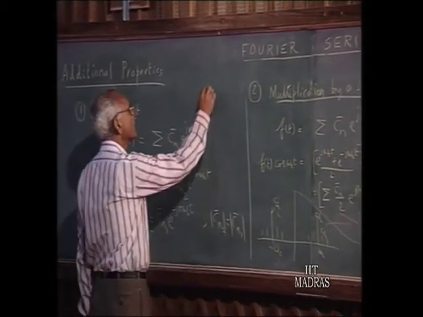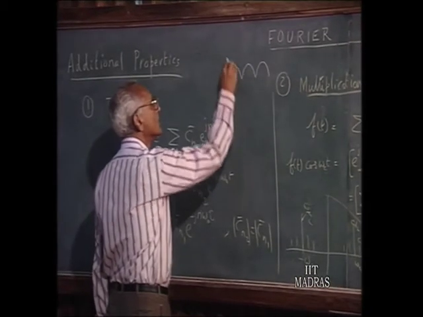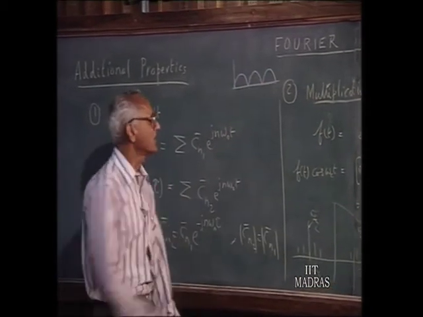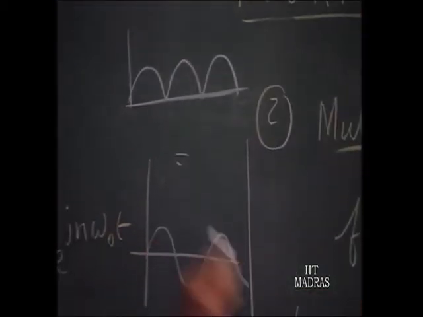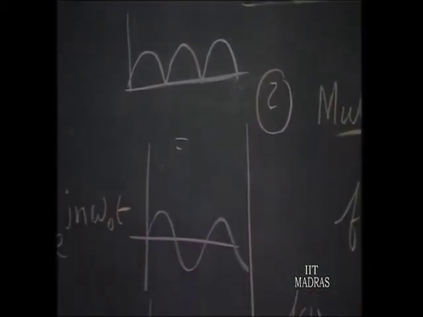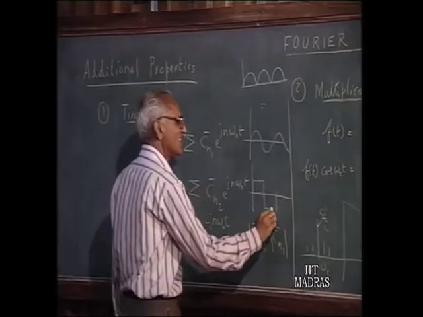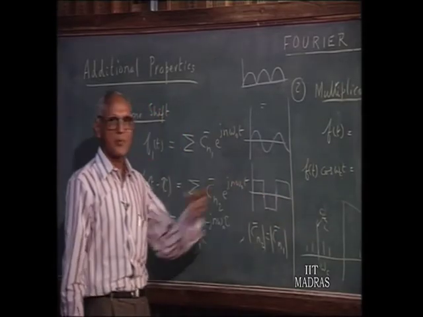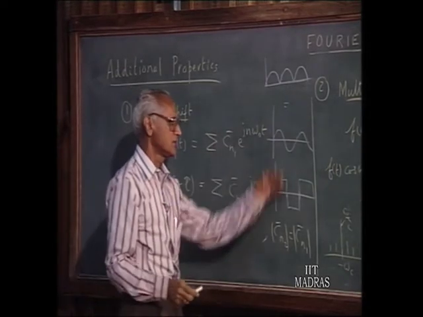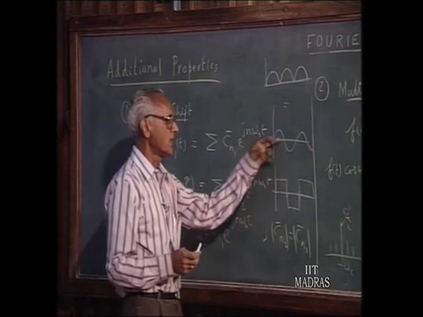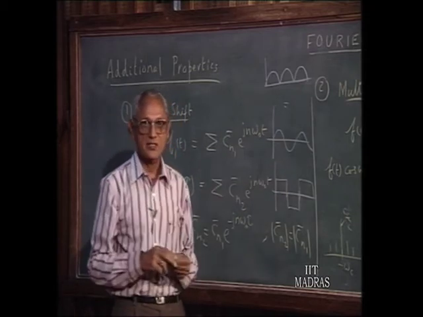As an example, if you have a full wave rectified sine wave, you can think of this as the product of a sine term and a square wave. Suppose you multiply these two out, you can get this. Therefore, to find the Fourier series for this, you can use this property and then find the Fourier series. I will leave this as an exercise for you.